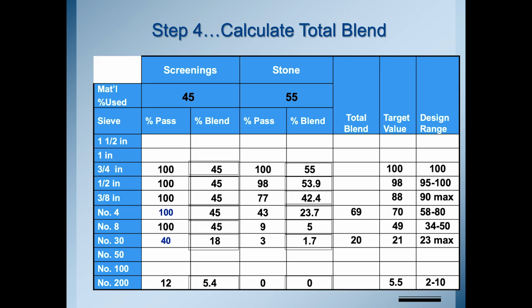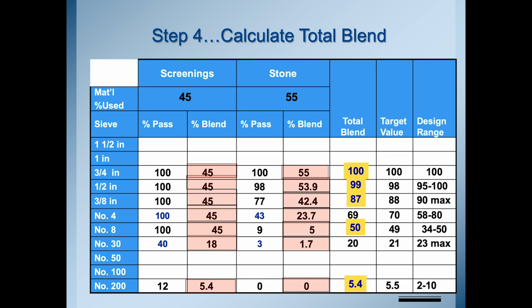We do essentially the same thing as we've done before. We look at each one of those and we calculate a total blend. Looking at the number 4 sieve, if you total those two together, you get a 45 for the screenings and a 23.7 for the stone. Add those two together and you get 69. The same rule applies here: you round that to a whole number. You do that for each and every one of the sieves for this specific blend, and you calculate the total blend for each one. On the number 8 sieve, we have 45% of the blend on the screenings and 5% of the blend on the stone. That gave us a 50 for the total blend.